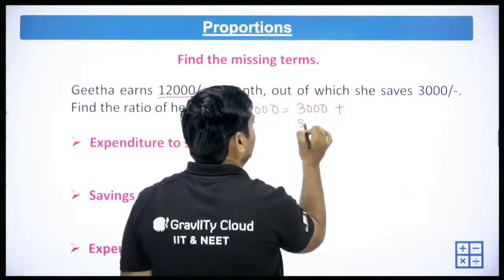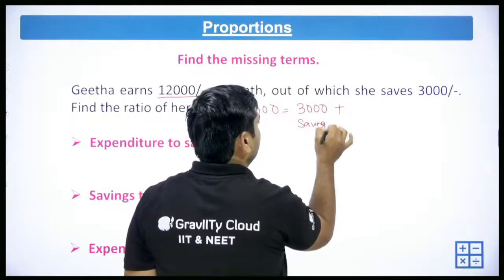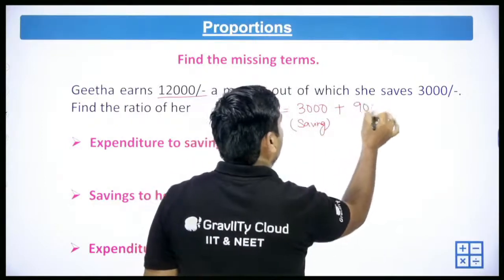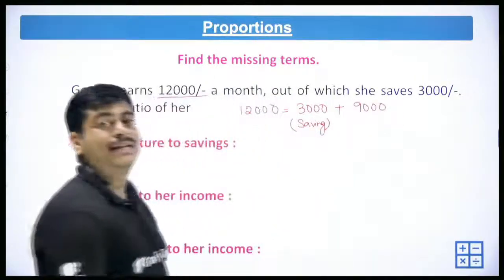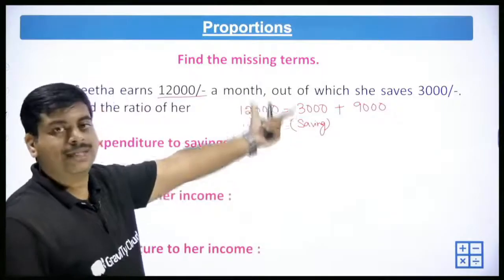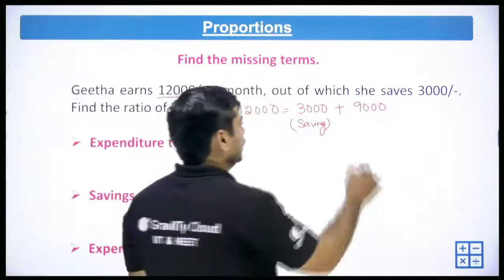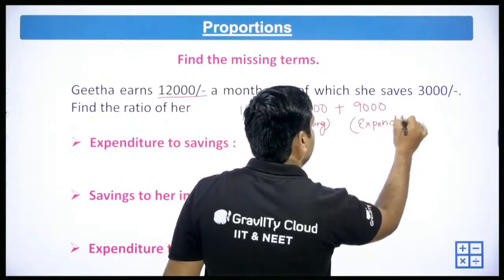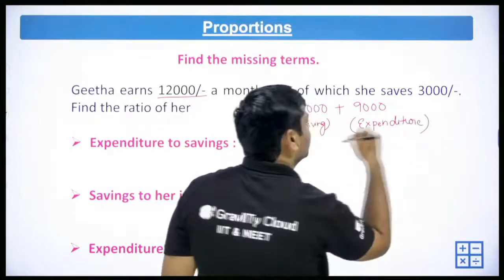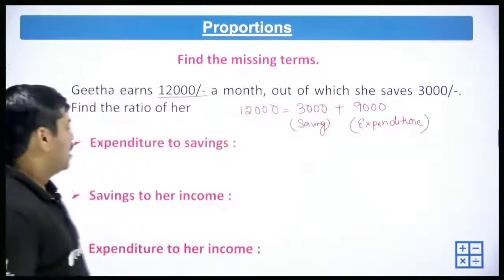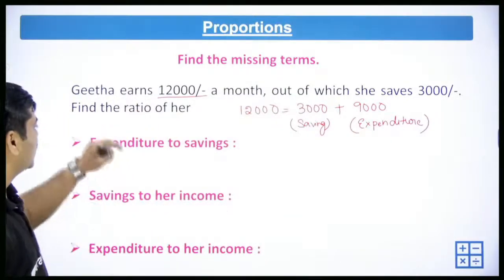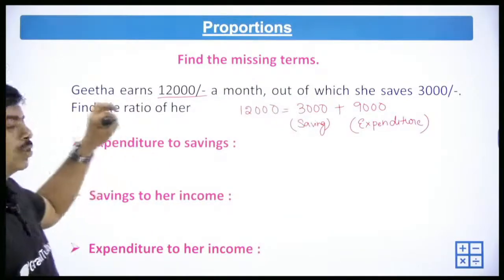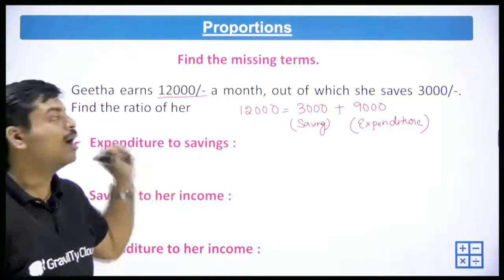But what about the other money? The other money is 9,000. How to get that? Difference of these two. The other amount is 9,000, which is her expenditure. We say expense or expenditure. So now the question is, what is the ratio of her expenditure to savings?